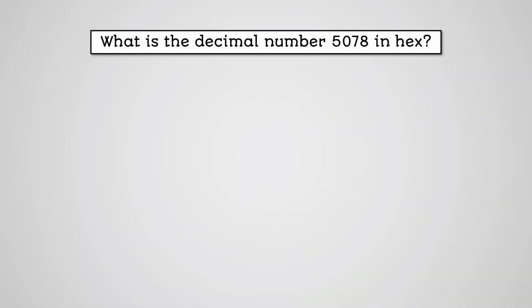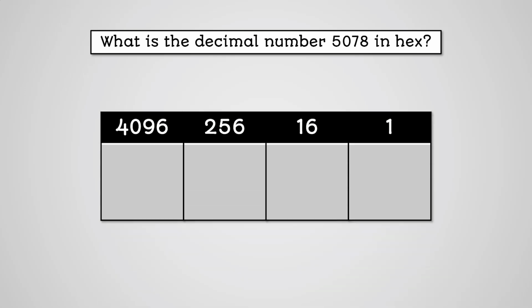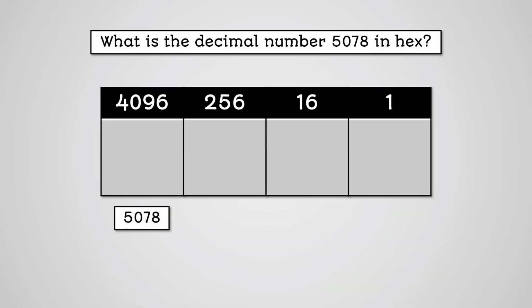Let's try one last number, a really big one this time. Let's try 5078. Will 4096 fit into 5078? Yes. How many times? 1. So we put 1 in the 4096 column. Now we have to take 4096 away from 5078. 5078 minus 4096 equals 982.